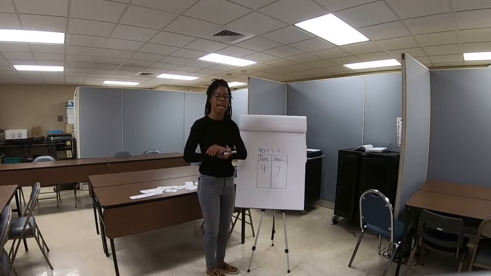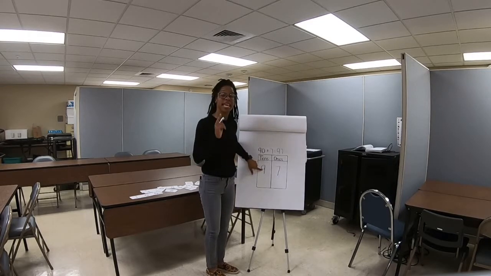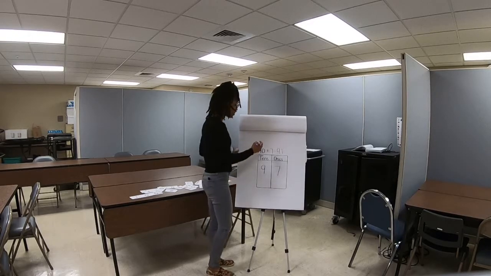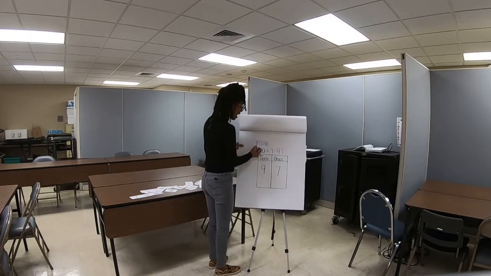How many 10s am I going to draw for 90? Let's look at the place value chart. How many 10s am I going to draw for 97? I'm going to draw 9 10s. And each 10, remember, is worth 10. That's the value of it. So every time we draw one, we're going to count by 10s. 10, 20, 30, 40, 50, 60, 70, 80, 90. So there are 9 10s.